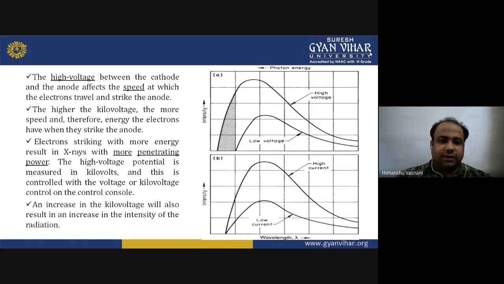I repeat once again, it is a very good thing. Electrons striking with more energy result in X-rays with more penetrating power. The high voltage potential is measured in kilovolts, and this is controlled with the voltage or kilovoltage control on the control console. An increase in the kilovoltage will also result in an increase in the intensity of the radiation. So this is how you control the flow of it.